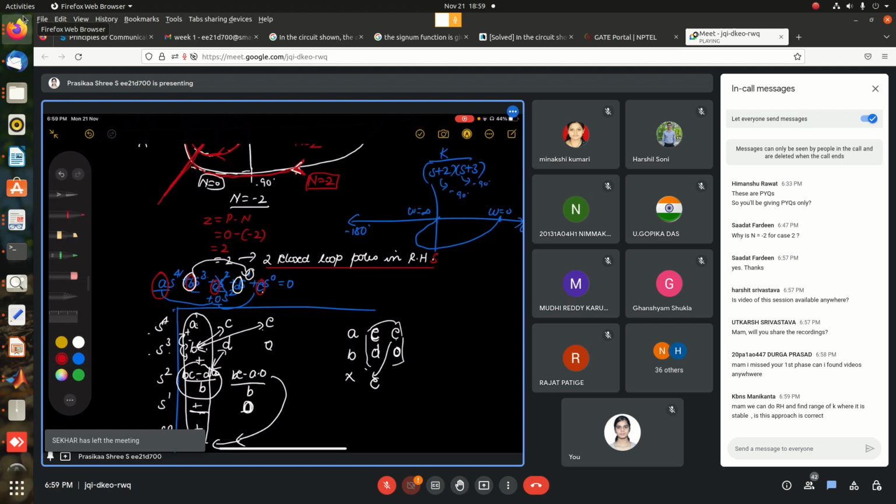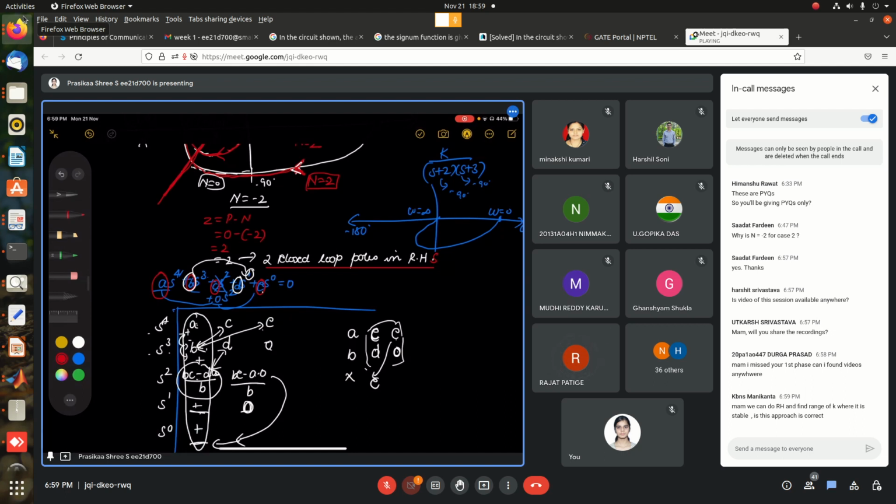Yeah, we can do that. Yes, we can do that. You can formulate the characteristic equation and compute the range of k such that the system is stable. That approach is right. Yes, the recording will be made available in the GATE portal wherever you have clicked the link.